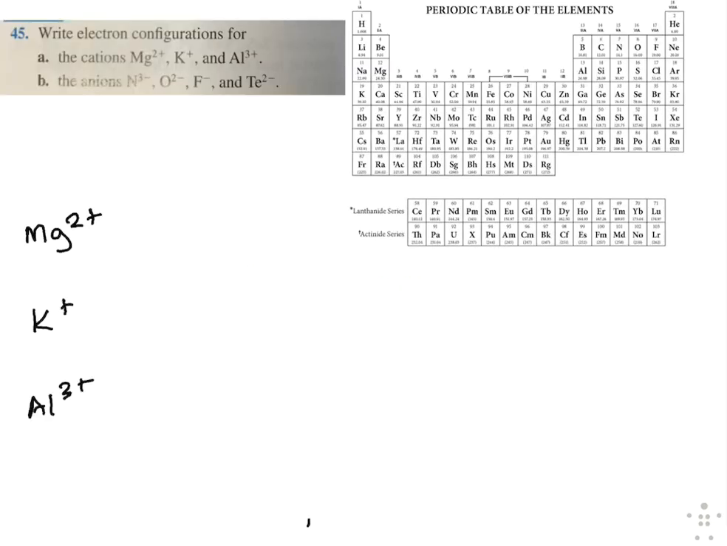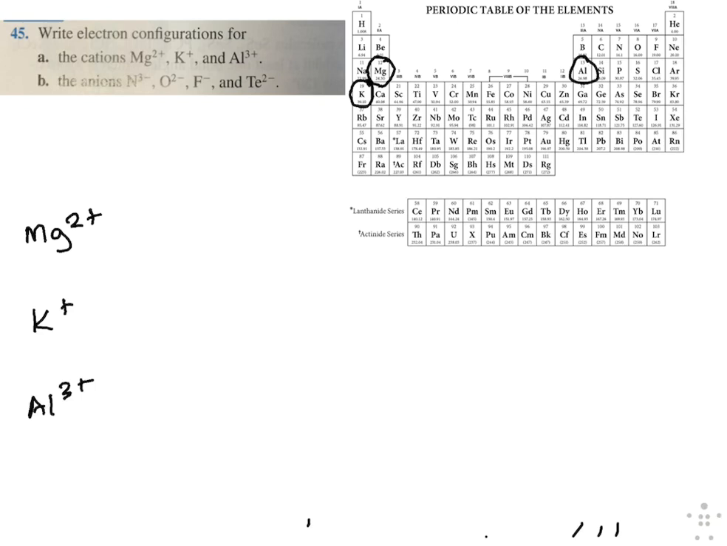All right, question 45 is just like number 41 that we did earlier, where you're writing the configuration of these ions. And you need to remember a stable ion is going to be isoelectronic with a noble gas. So these are the 3 ions that we're doing. These are cations because they're all positively charged. And so we've got magnesium first, potassium second, and then aluminum next.